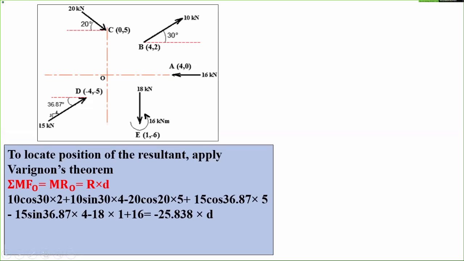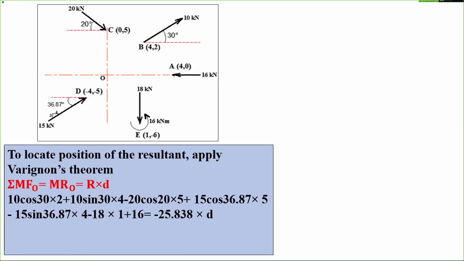See, this is not a concurrent force system. The line of action of this 10 kilonewton force is not passing through the point O. So what I have to do is split this 10 kilonewton force into its two components. The horizontal component will be 10 cos 30 and the vertical component will be 10 sin 30.